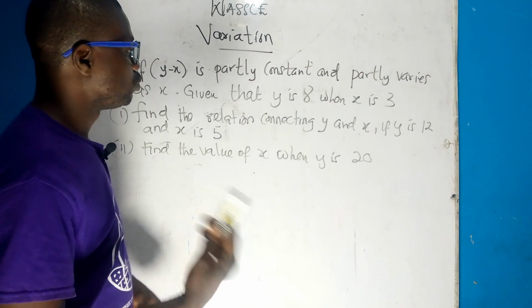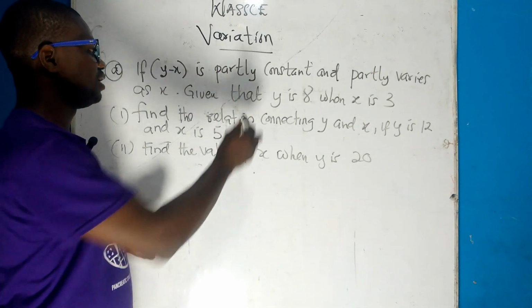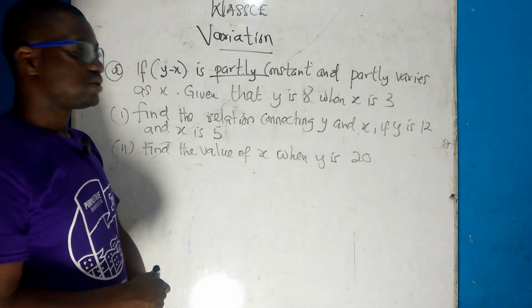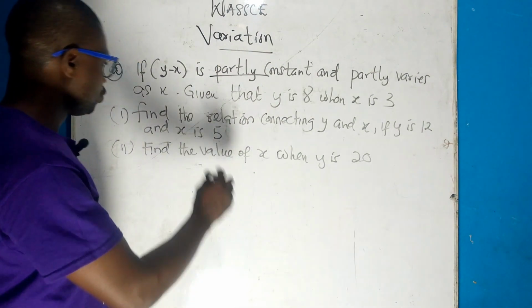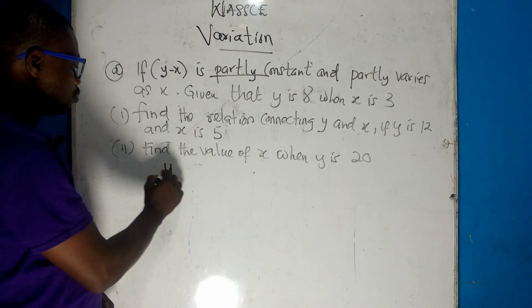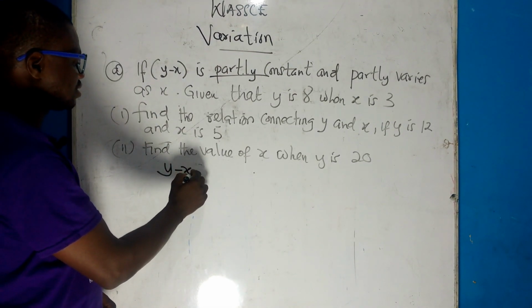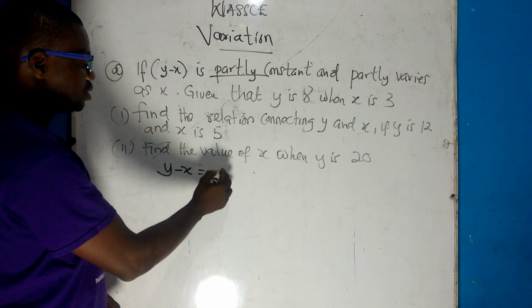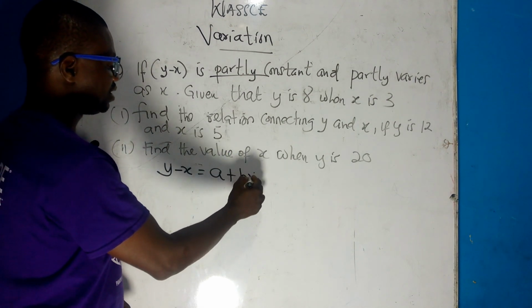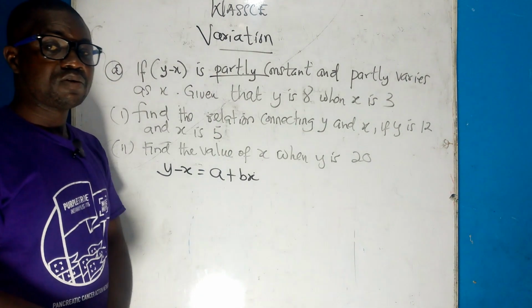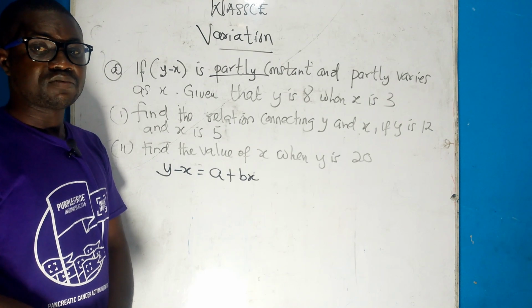The first thing you should know is when it is partly, it means it is under partial variation. So our expression y minus x is equal to a plus bx. That is the relation that you need to use as partial variation.